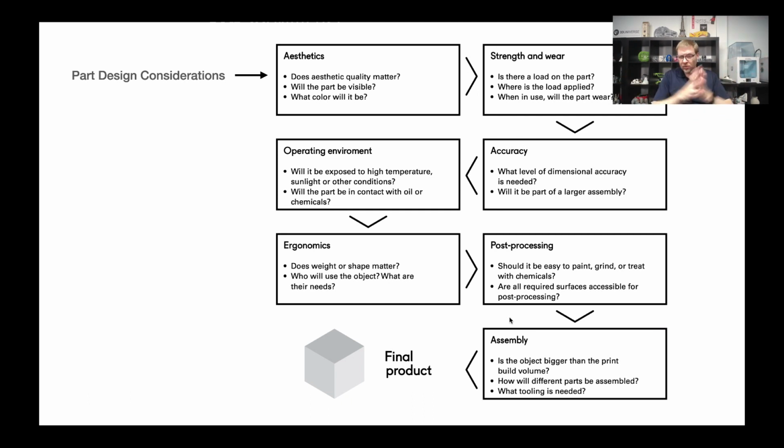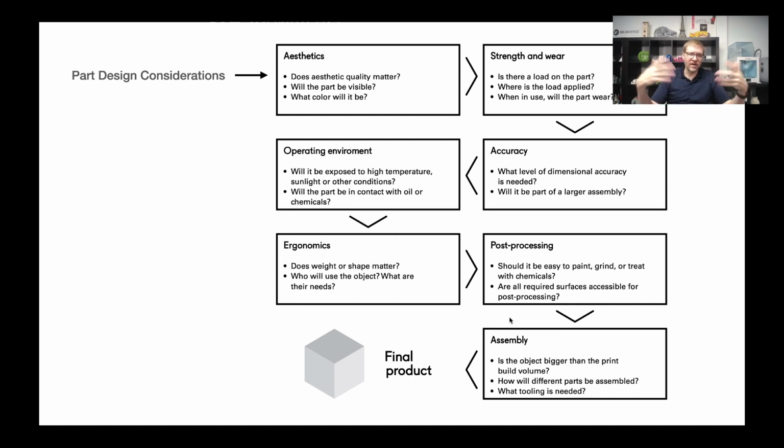Post-processing considerations would be, is this something that needs to be able to be painted after I 3D print it? You might want to use certain types of materials then. Does it need to be sanded down or processed with a certain chemical? These are things that would also influence your thinking. And then again, assembly, is this something where I need to make it in multiple pieces and then put it together after the fact? And what kind of tooling and what kind of assembly process would I use?